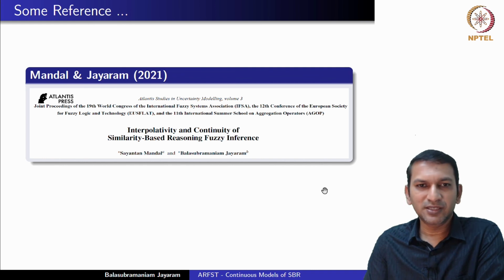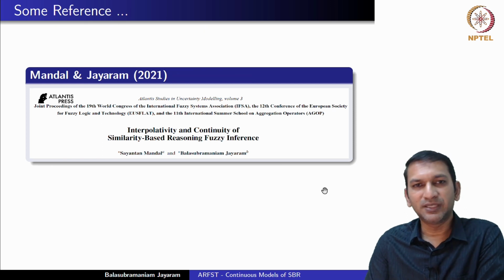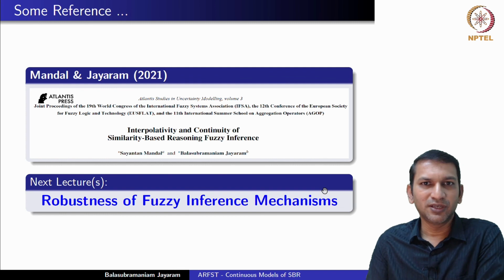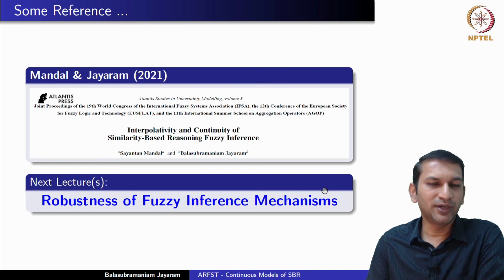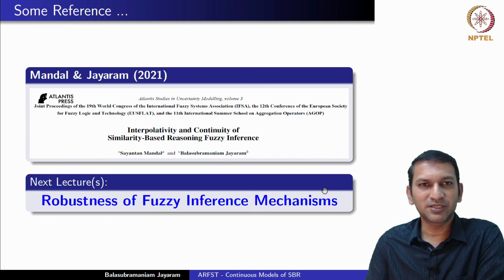The topics covered in this lecture are predominantly picked up from this work of Mandal and Jayaram. With this, we'll wind up with discussing continuity or continuous models of fuzzy inference mechanisms of FRI and SBR. In the next week of lectures, we will begin by discussing robustness of fuzzy inference mechanisms. We'll clearly highlight how it is different from continuity and discuss their robustness.